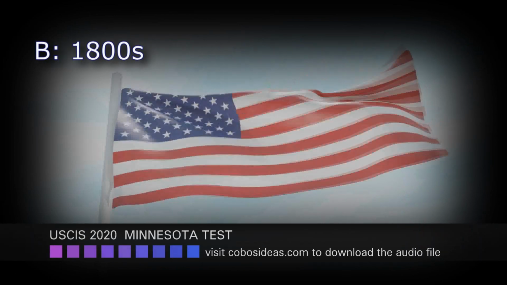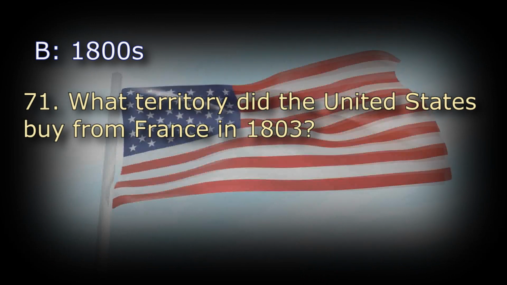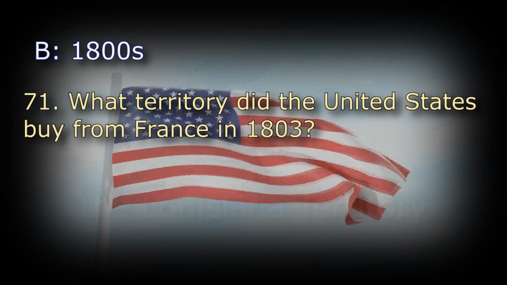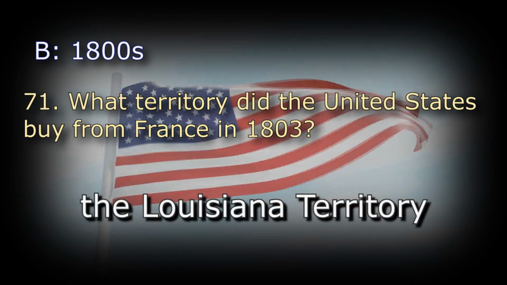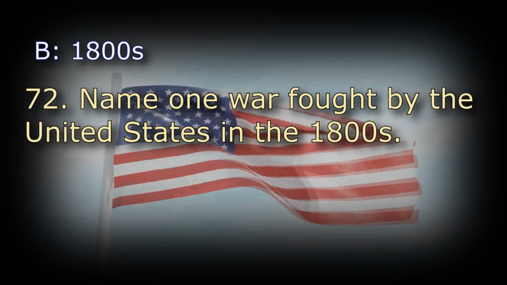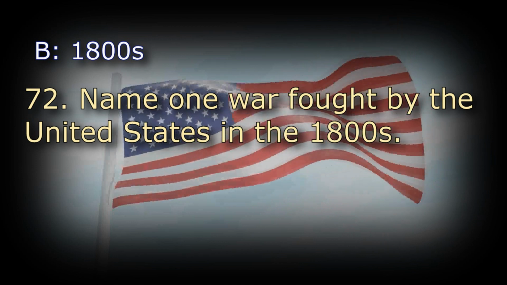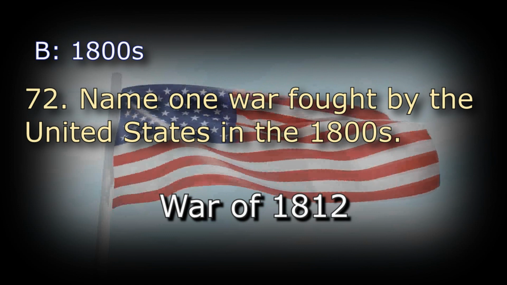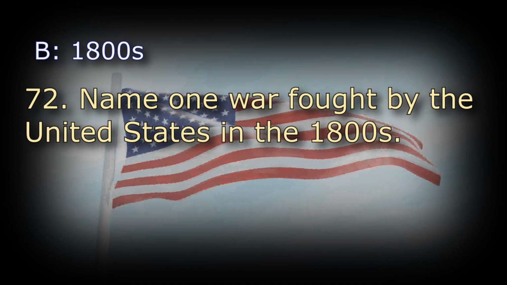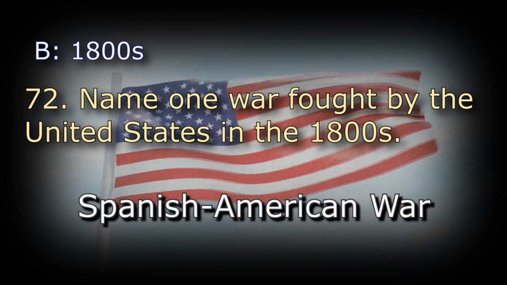B. 1800s. 71. What territory did the United States buy from France in 1803? The Louisiana Territory. Louisiana. 72. Name one war fought by the United States in the 1800s. War of 1812. Mexican-American War. Civil War. Spanish-American War.